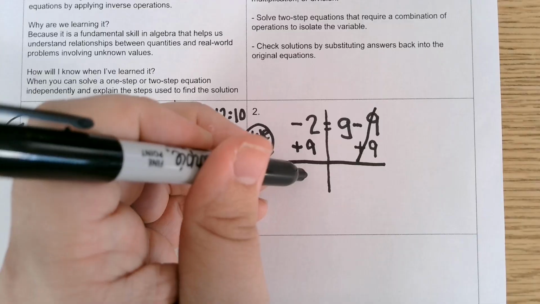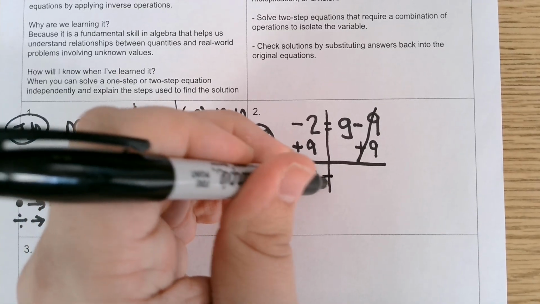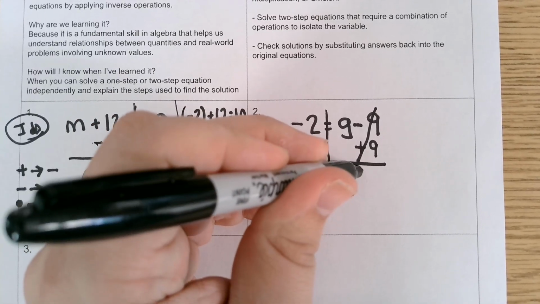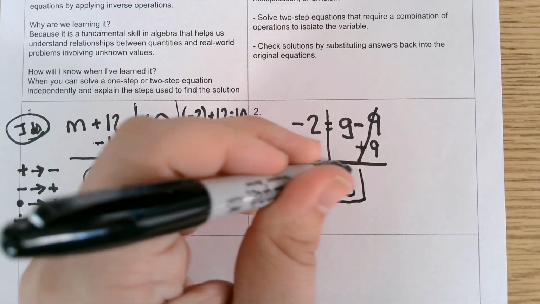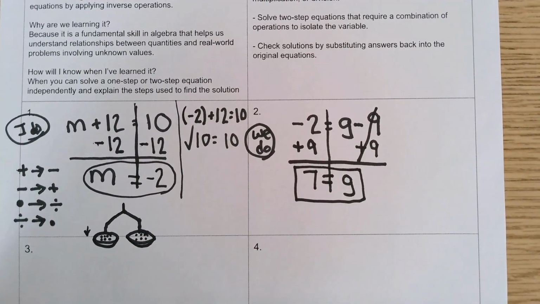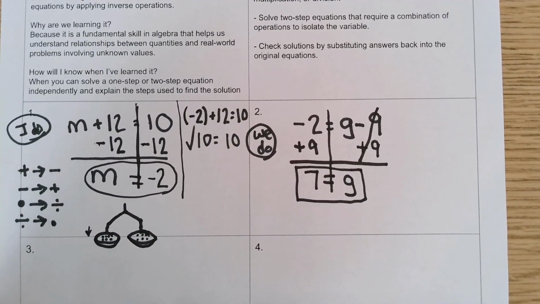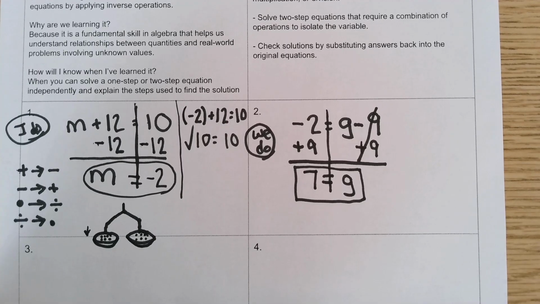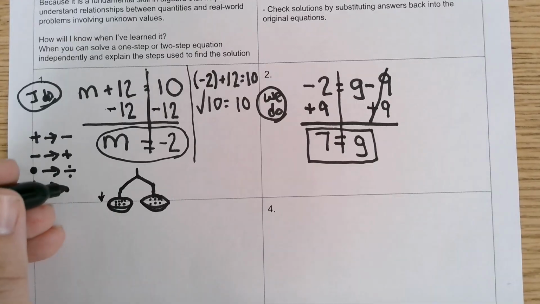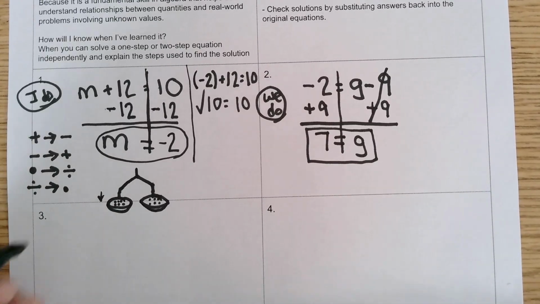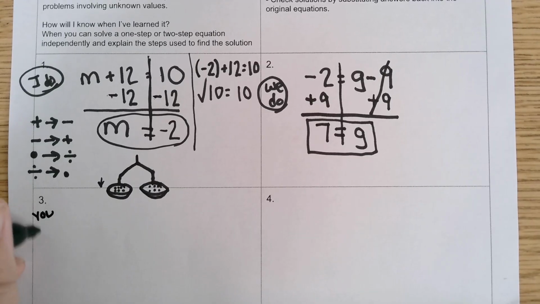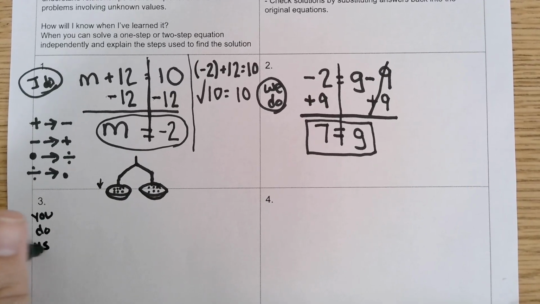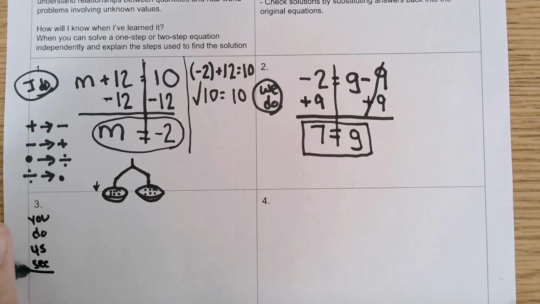-2 plus 9 is +7 equals g. And that's it. So now we go to our you do together. I gave 45 seconds for this you do.